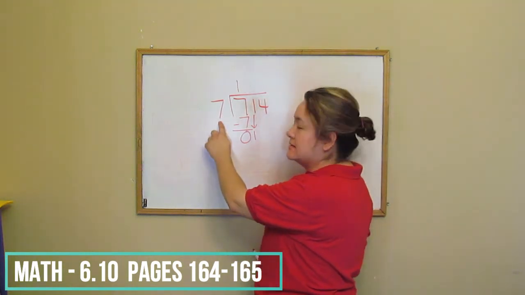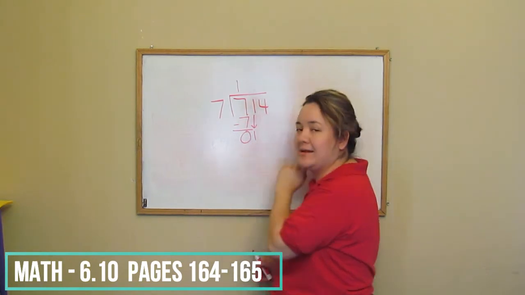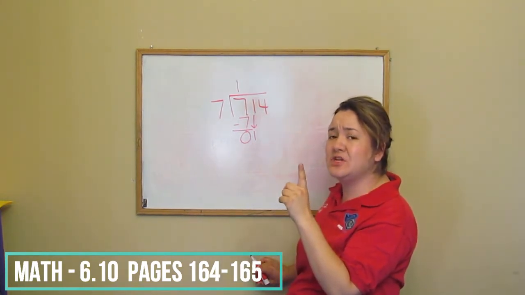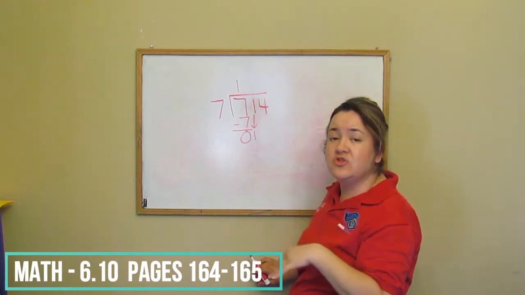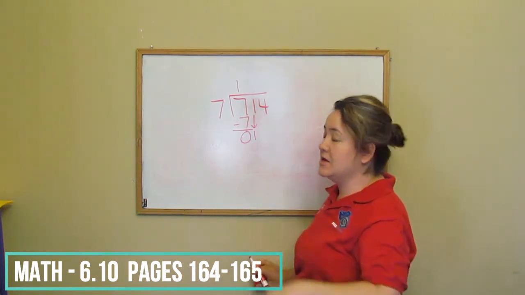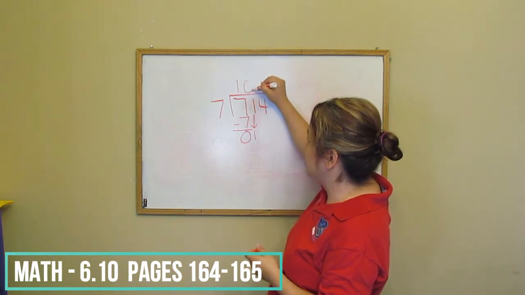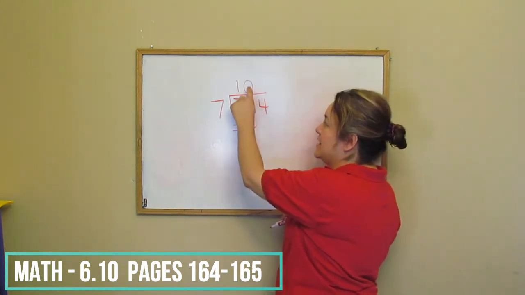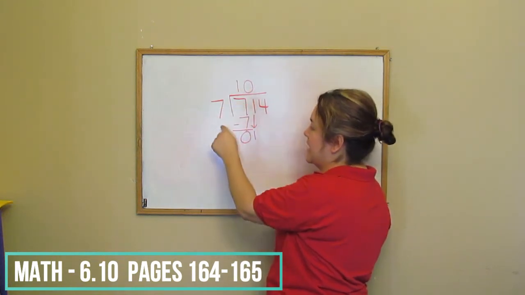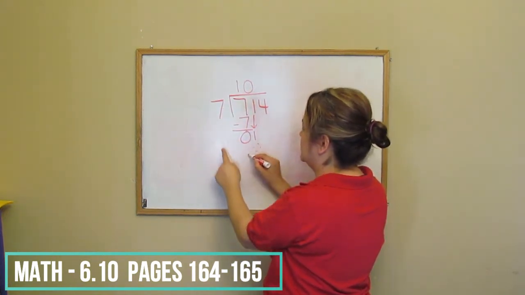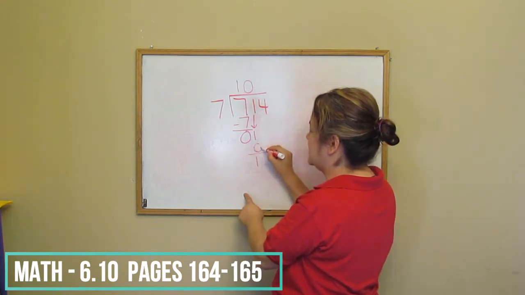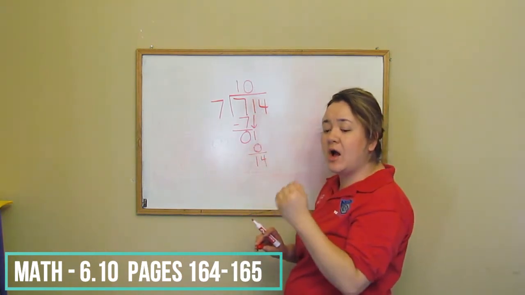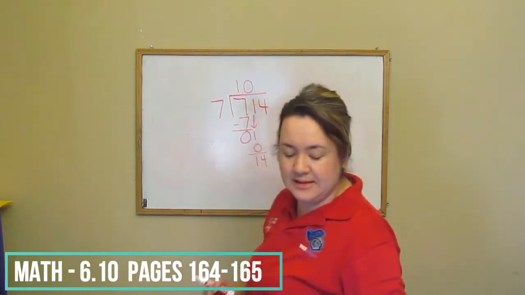So the next thing is 7 goes into 1. If I have 1, it doesn't have enough to even have a group of 7. So we know it goes in 0 times. So we're putting a 0 at the top, okay? And then that tells us we can go ahead and multiply and put our 0 and then our 1 down here and bring down our 4.